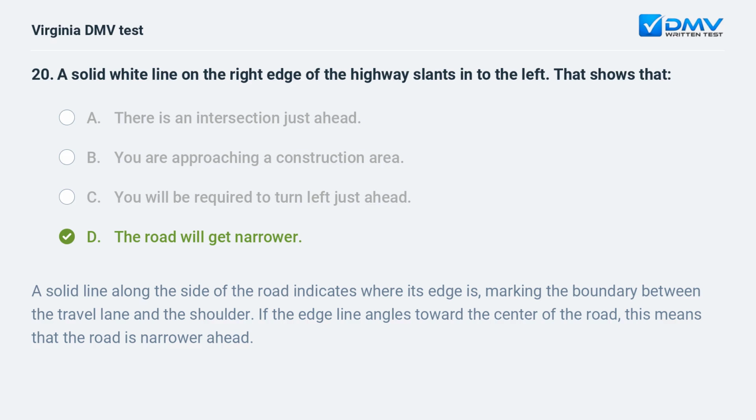d. The road will get narrower. A solid line along the side of the road indicates where its edge is, marking the boundary between the travel lane and the shoulder. If the edge line angles toward the center of the road, this means that the road is narrower ahead.